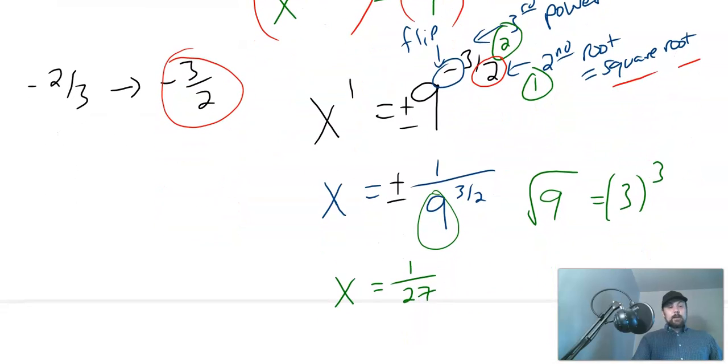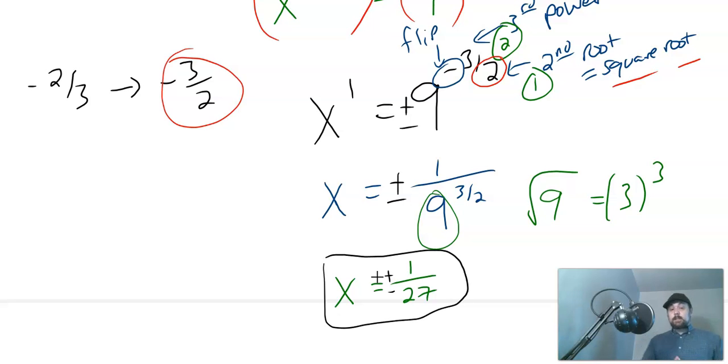So the correct answer that you should be typing into Math Excel is plus or minus 1 over 27, which means there are 2 solutions, positive 1 over 27 and negative 1 over 27. All right.